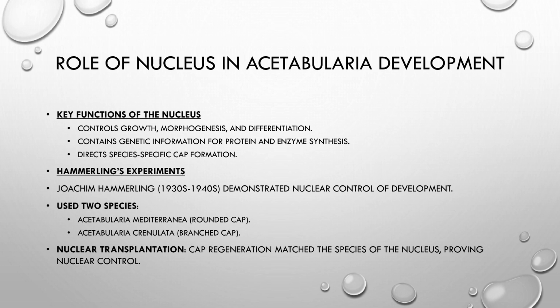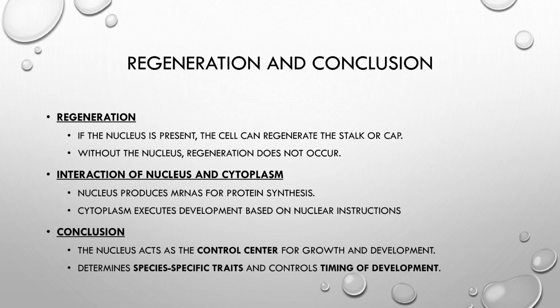Acetabularia mediterranea, which has a round cap, and Acetabularia crenulata, which has a branched cap. Here nuclear transplantation is done, where the cap regeneration matched the species of the nucleus, proving the nuclear control of the cell. If the nucleus is present, the cell can regenerate the stalk or cap. Without the nucleus, regeneration does not occur.